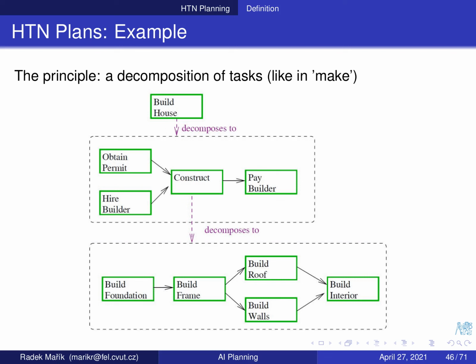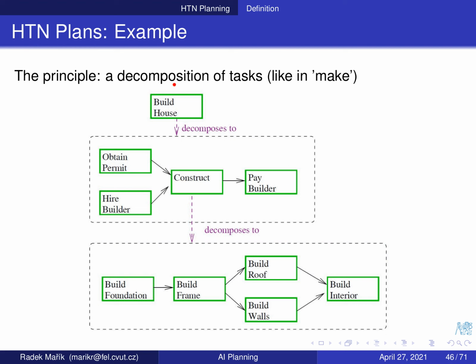Example, you try to build a house. Well, for the decomposition of tasks, maybe you are familiar with the make system, how to create an executable from the source code, and you know that basically the final task of making the executable is decomposed into linking, and linking is decomposed into compilations, and so on. Here it is basically similar. Even make is a kind of HTN plan, but a very simple one.